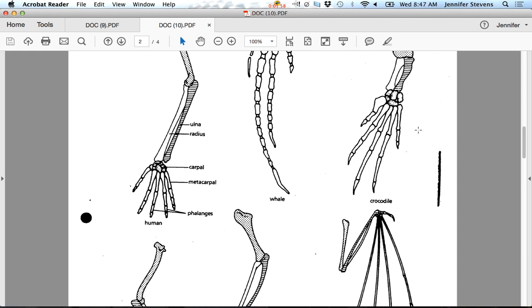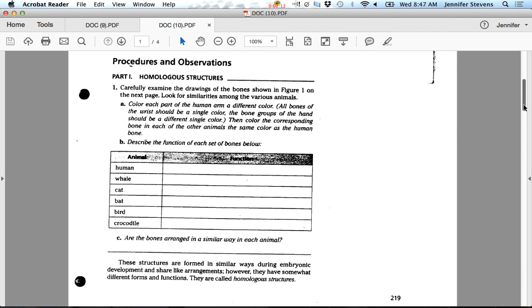I know some of the carpal bone shading is difficult to see, so if you have questions, please ask. All right, and try to pick colors that I can actually tell the difference between, okay? Don't leave it up to my judgment when I'm grading it.